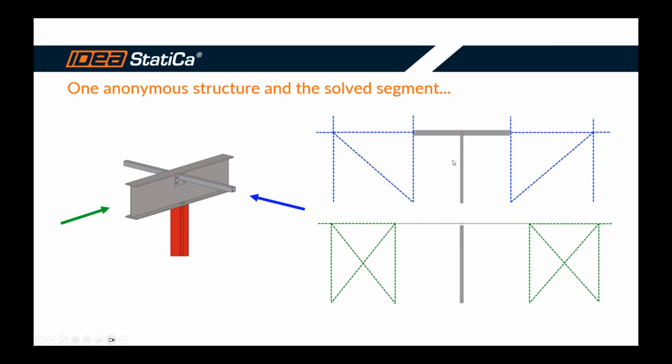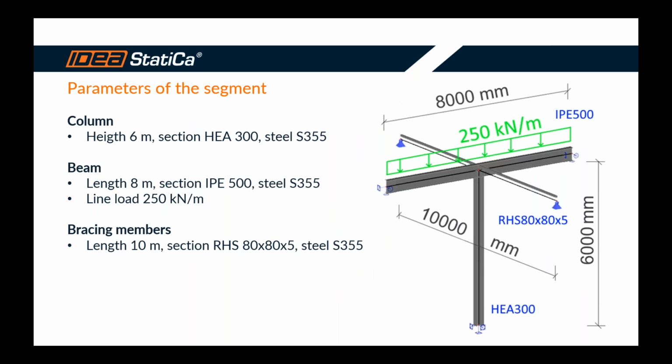So now I show you the parameters of this structural segment we are looking at today. The column is 6 meters high, section HEA 300, steel 355. This is a European structure solved under Eurocode. The beam is 8 meters long, IP 500, and there's a line load of 250 kilonewtons per meter. So quite a big load that needs to be transferred to the anchoring and to the surrounding structure.